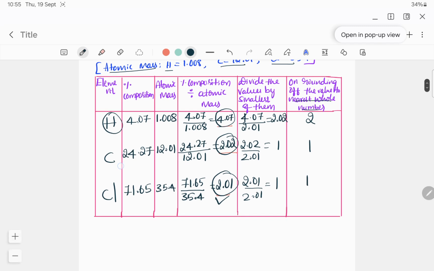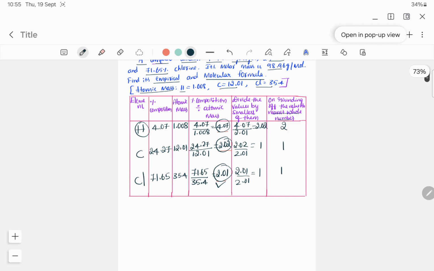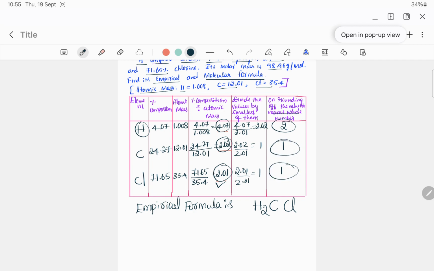Okay. Next step, after solving this one, we need to write the empirical formula for the given compound. Now what is the empirical formula for the given compound? See, how many hydrogen are there? 2 hydrogen. I will write H2. How many carbon? 1 carbon. And how many chlorine? 1 chlorine. 2 hydrogen, 1 carbon and 1 chlorine. I have written H2CCl, or you can write CH2Cl. This is the empirical formula.